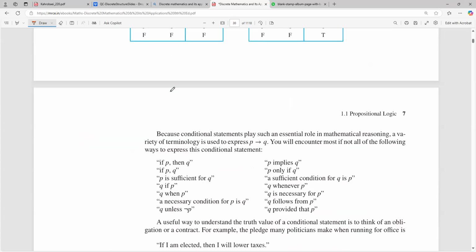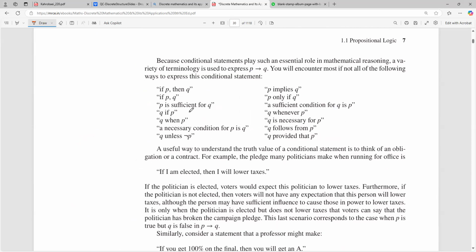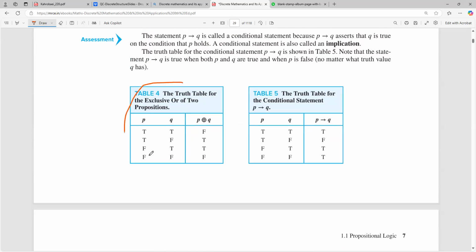There's also some right here. This is the exclusive OR table, I think I'm mentioning. This is like I said, the conditional if P then Q. And I want to make an important point. If P is false, it's always true. P implies Q is saying if P, then Q. If you get 100 on the final, I'll give you an A.